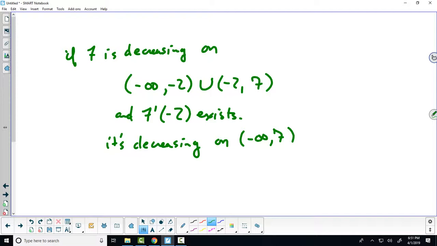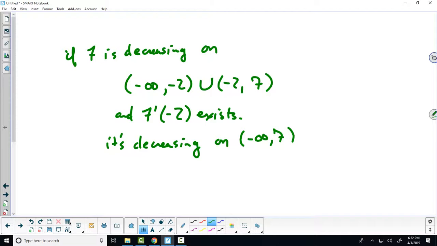You have to put those two intervals together because it's also decreasing at 0. So a function could be decreasing, and you could have to include one point, even though the increasing-decreasing test didn't help you at that one point. Does that make sense?